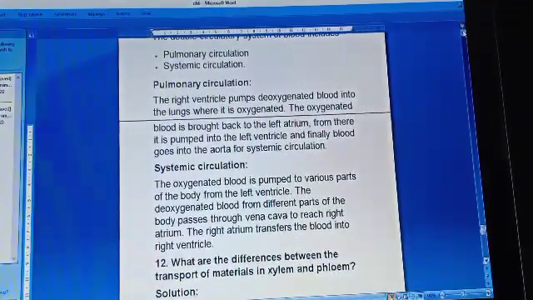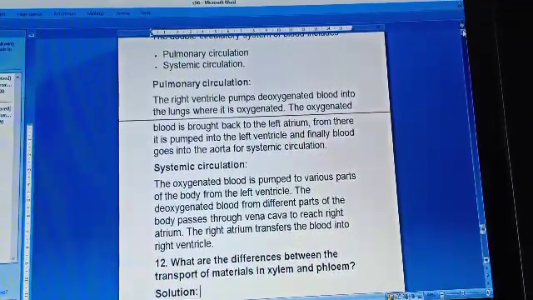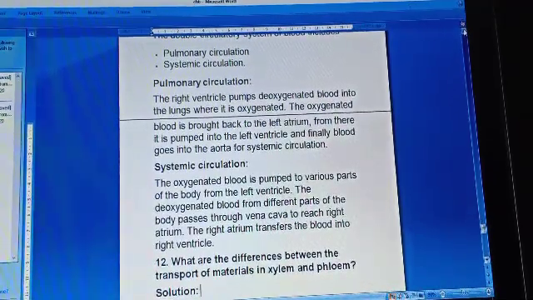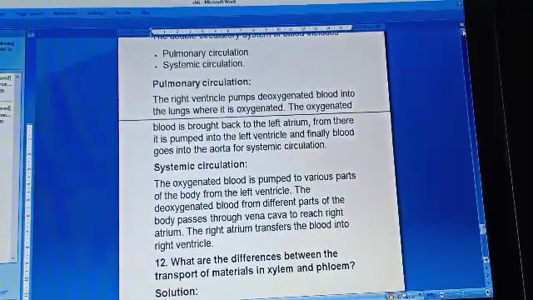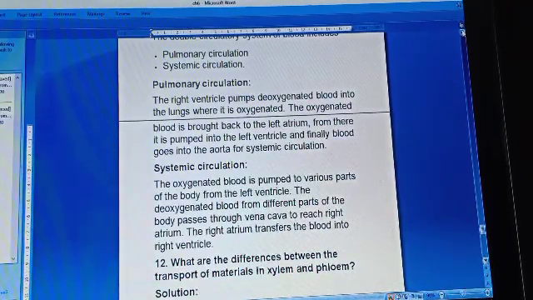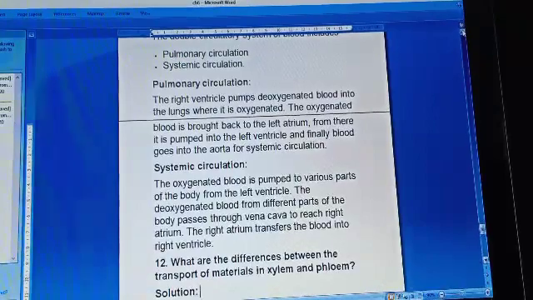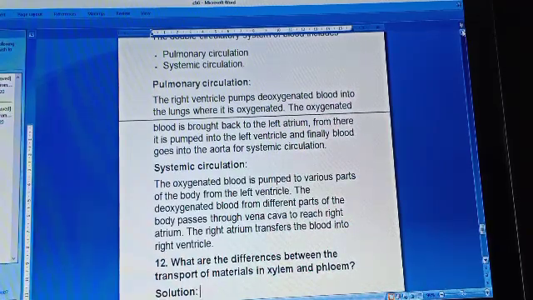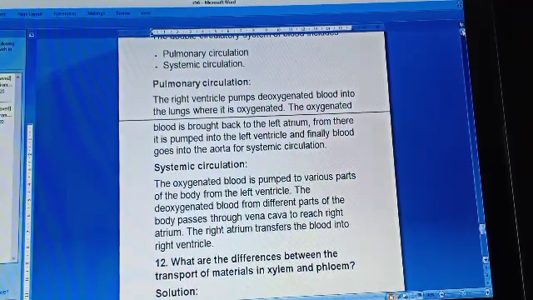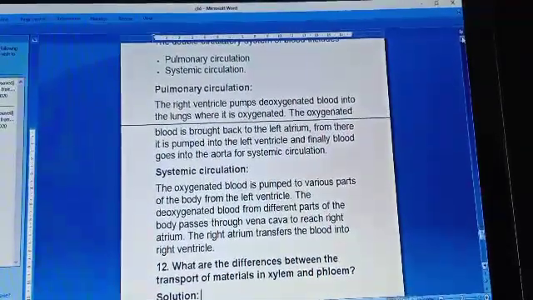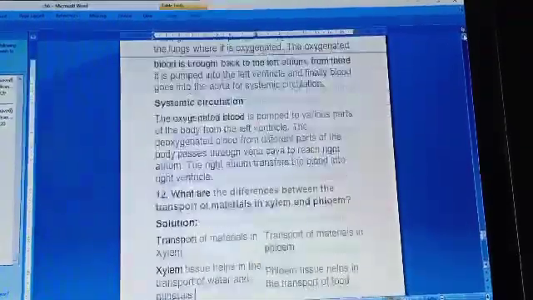Now in the systemic circulation, you have to write about the oxygenated blood. The oxygenated blood is pumped to the various parts of the body from the left ventricle through the aorta. The deoxygenated blood from the different parts is collected into the right atrium by the vena cava. From the right atrium it is transferred to the right ventricle, and from the right ventricle it is pumped out to the lungs. So this process is known as double circulation.